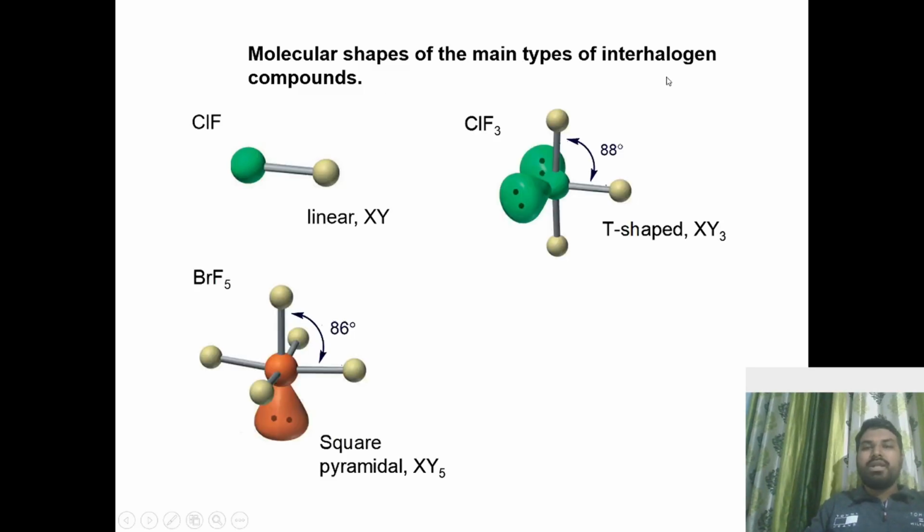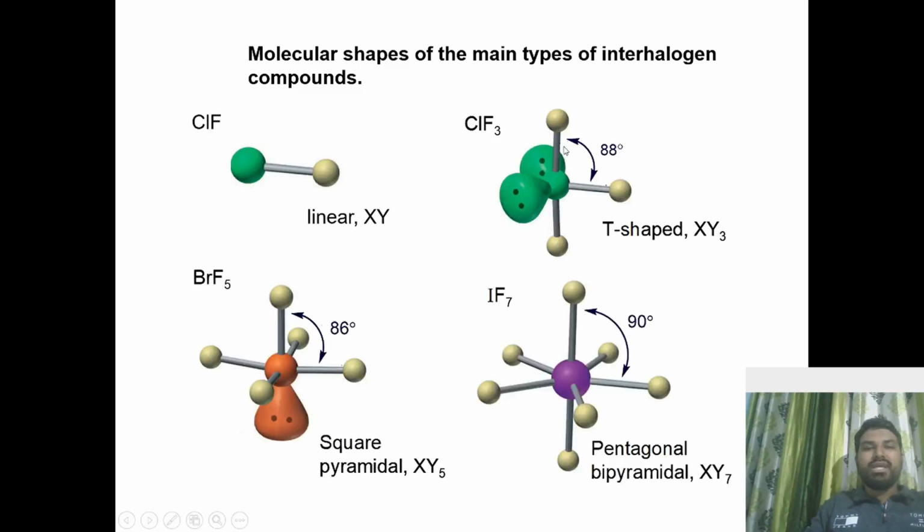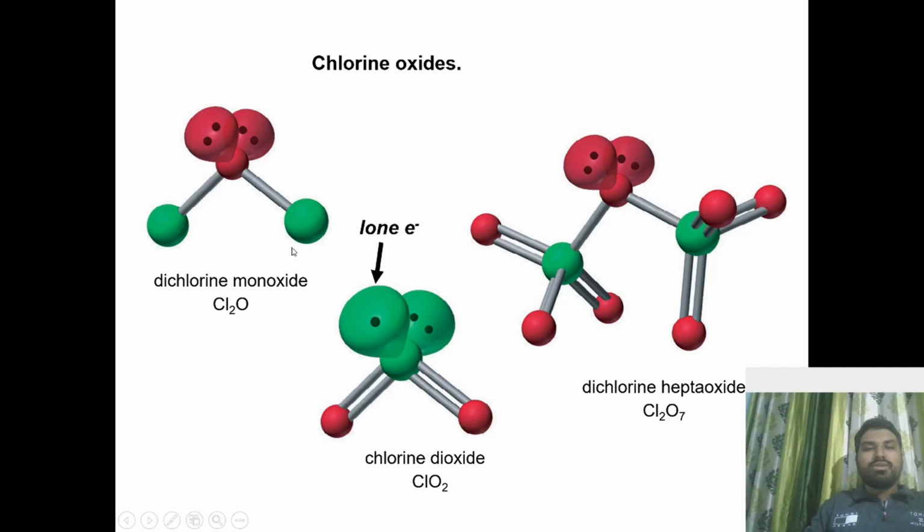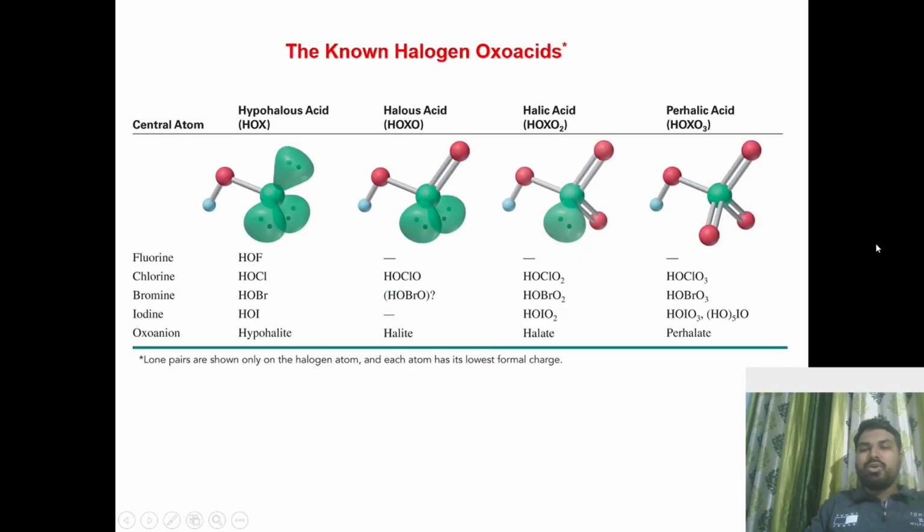Molecular shapes of main types of interhalogen compounds: ClF, ClF3, sorry, ClF and ClF3 are linear XY and T-shaped. BrF5 is square pyramidal, IF7 is pentagonal bipyramidal. Chlorine oxides: this is dichlorine monoxide molecule with lone pair, chlorine dioxide molecule, and this is dichlorine heptoxide molecule.